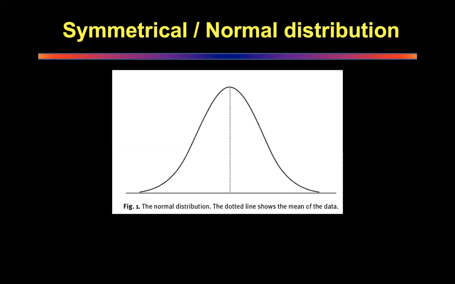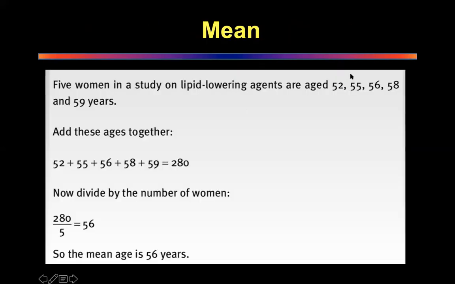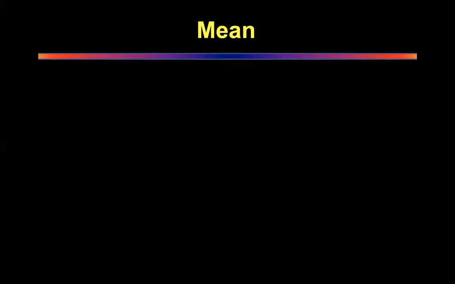So this is the key condition for mean. If you do not have normal distribution, you should not use mean. Look at this: 5 women in a study on lipid lowering, ages are 52, 55, 56, 58, 59. We add all of this together, which comes to 280. You divide the 280 by 5, that gets 56. So the mean is 56. Very easy.